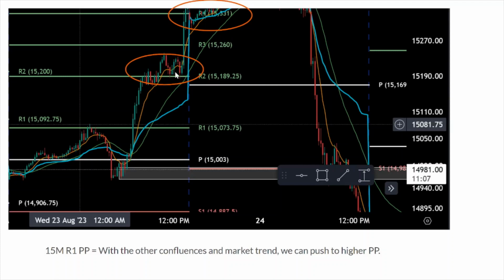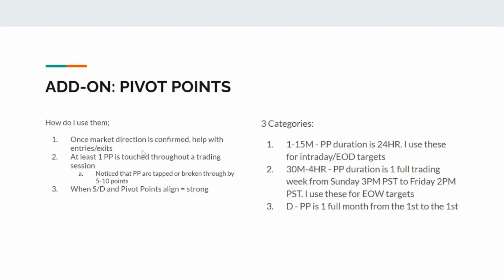Now, a really cool thing too is that when other confluences match up with your market trend and your bias for the day, and when you have news, it can ultimately keep on pushing you through different pivot points. As I mentioned in the very beginning, at least one pivot point is touched throughout a trading session, right? I'm going to go back just to show you that I have that here.